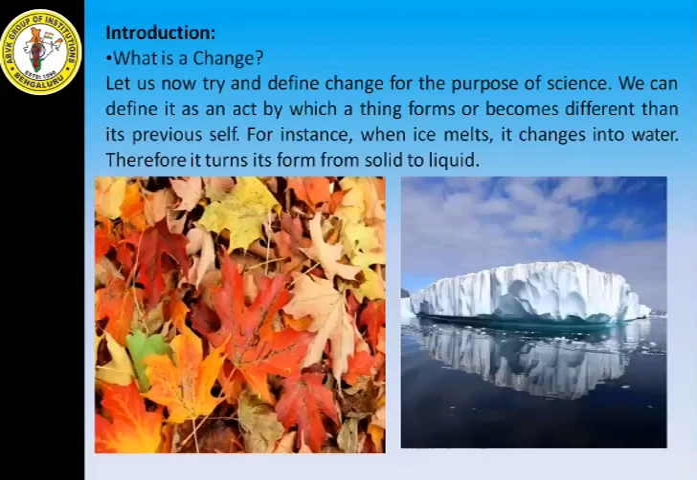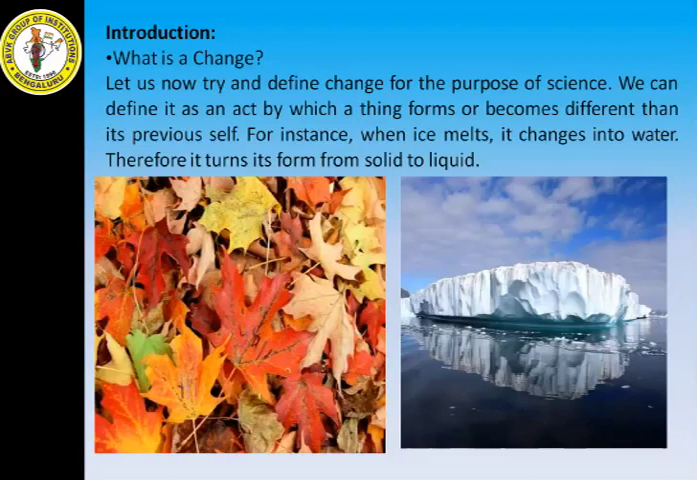So let us now try to define change for the purpose of science. We can define it as an act by which a thing forms or becomes different than its previous self. So how can we tell it has been changed? When compared to the previous state and the present state, if anything is modified, then we can tell that it has been changed.